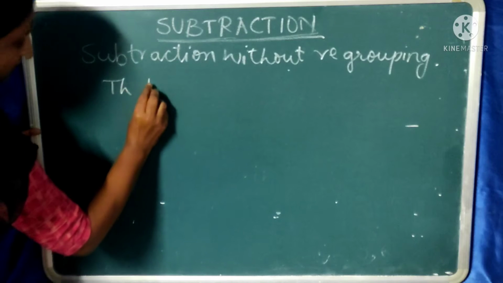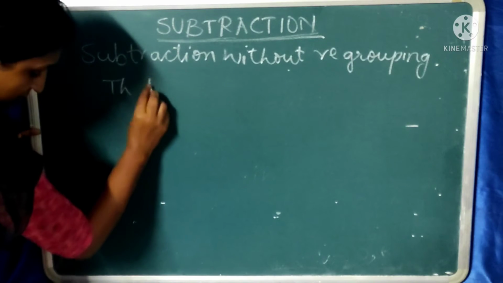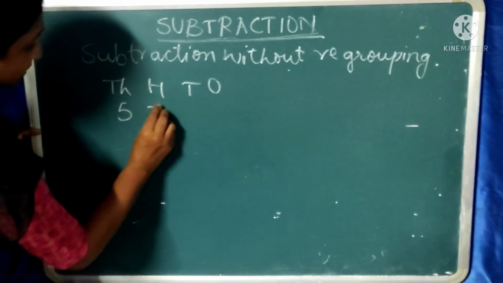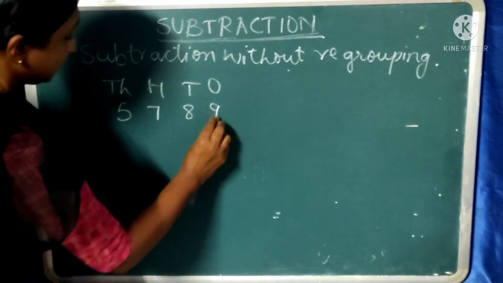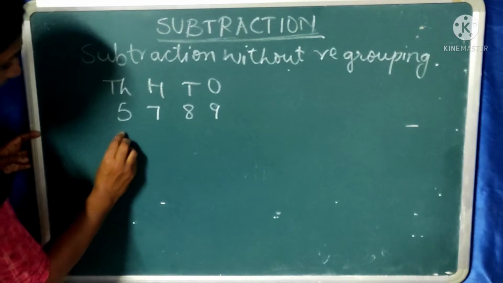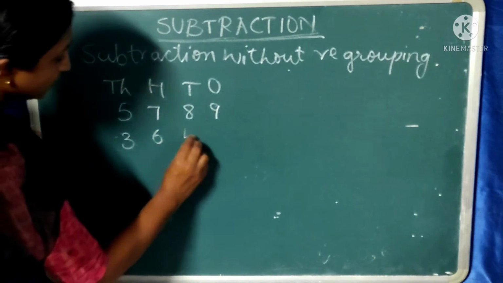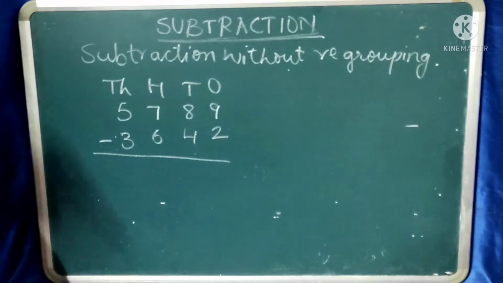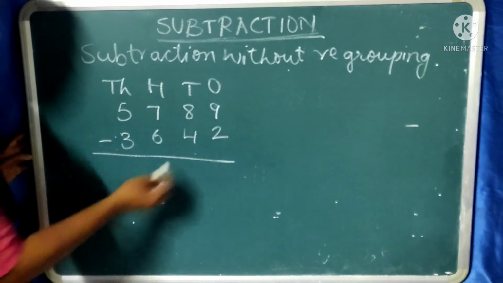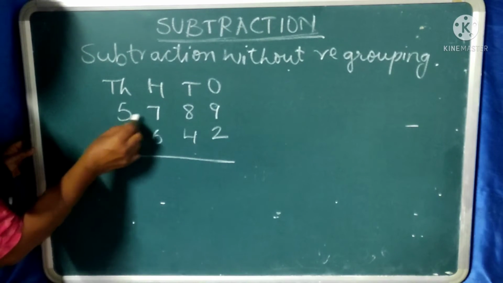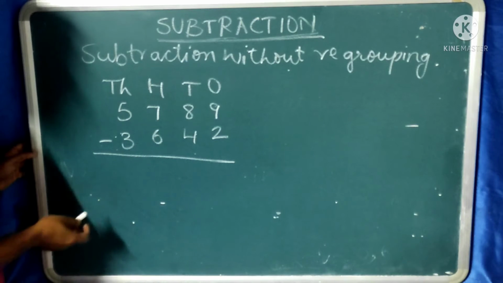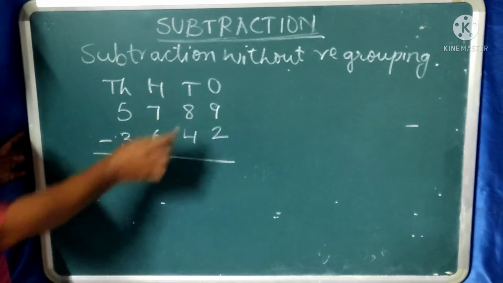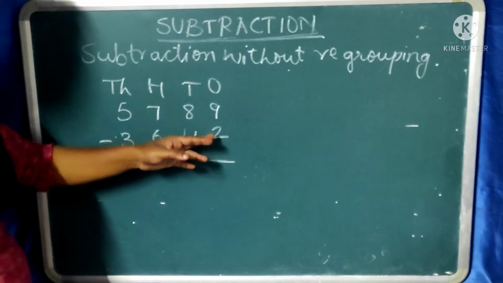It is a four-digit number we will take. Now we have to subtract without carryover. Here the number is 5,789. We have to subtract 3,642 from 5,789. So how will you subtract?